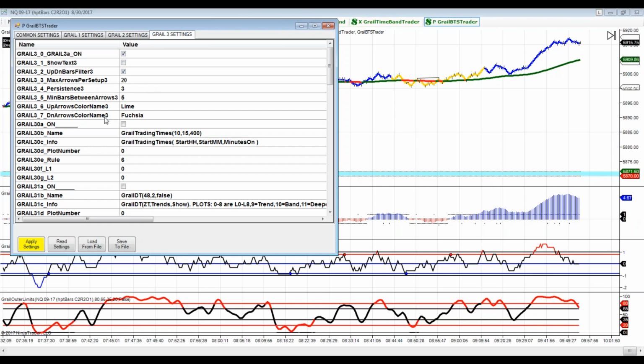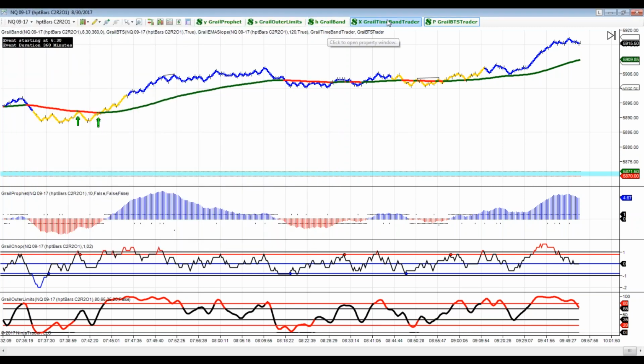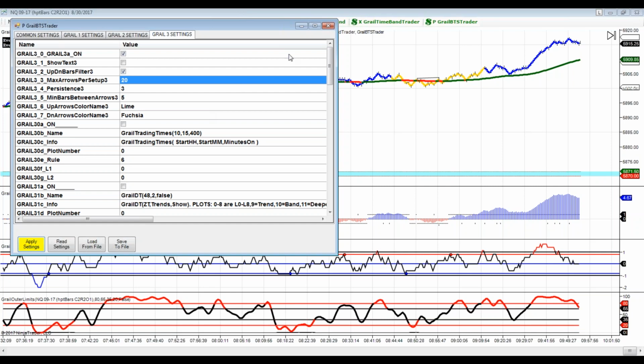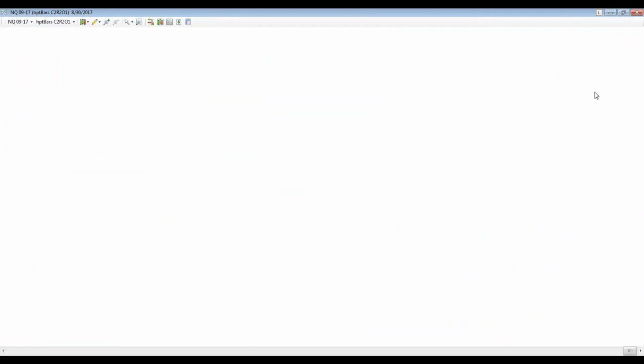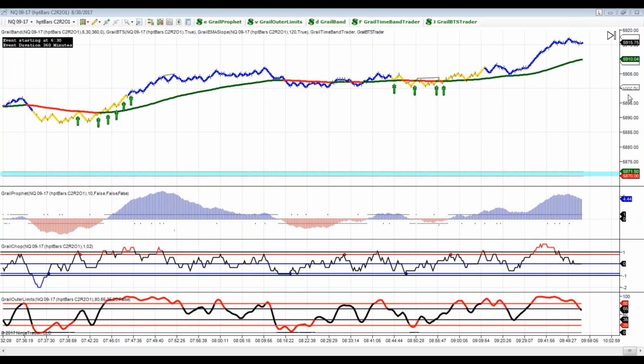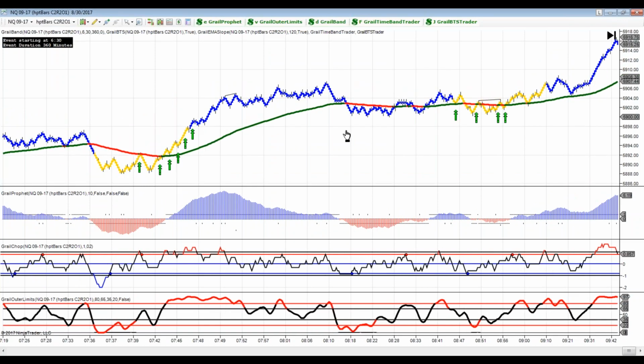So there's only so many things. You know, I tried to do this so that visually it wasn't overwhelming. Did I apply this? I don't know if I applied it. But now we should pick up some trades back and forth here. And there it is. Okay? That's everything I think that you would want to know about Grail BTS, Grail Time Band Trader, and the preferred method of trading, the preferred combination. So I'm going to circle back for questions.